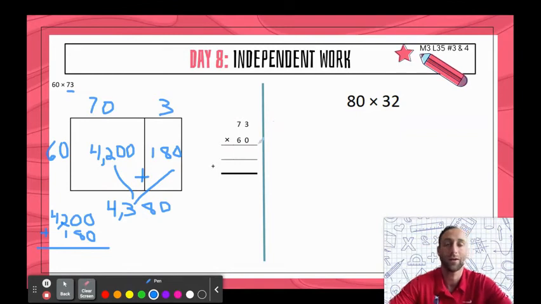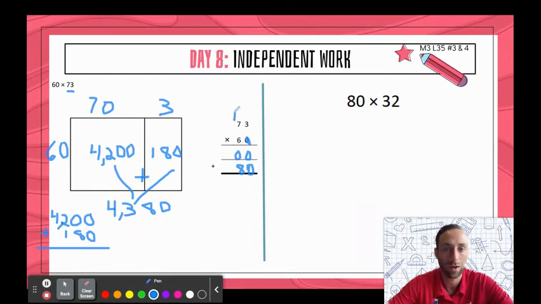Let's take a look at the standard algorithm. 0 times anything is 0. 0 times 3 is 0. 0 times 7 is 0. I'm done with this 0. It's very important now that I get my placeholder here. Without that, I will not get the right answers. 6 times 3 is 18. 8.